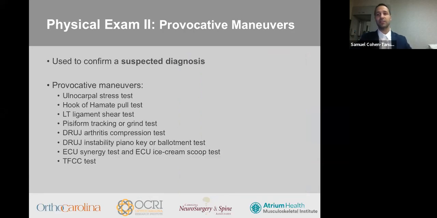Now that we have a good history and we know our point of maximal tenderness, we can use provocative maneuvers to confirm a suspected diagnosis. These maneuvers are not to be used as indiscriminate screening tools. Not every patient gets a full battery of the ones listed here, but they really should be used to confirm a diagnosis. I'll quickly cover all of these. I'll go pretty fast. They've been described in the literature, although there isn't always good data associated with supporting them.